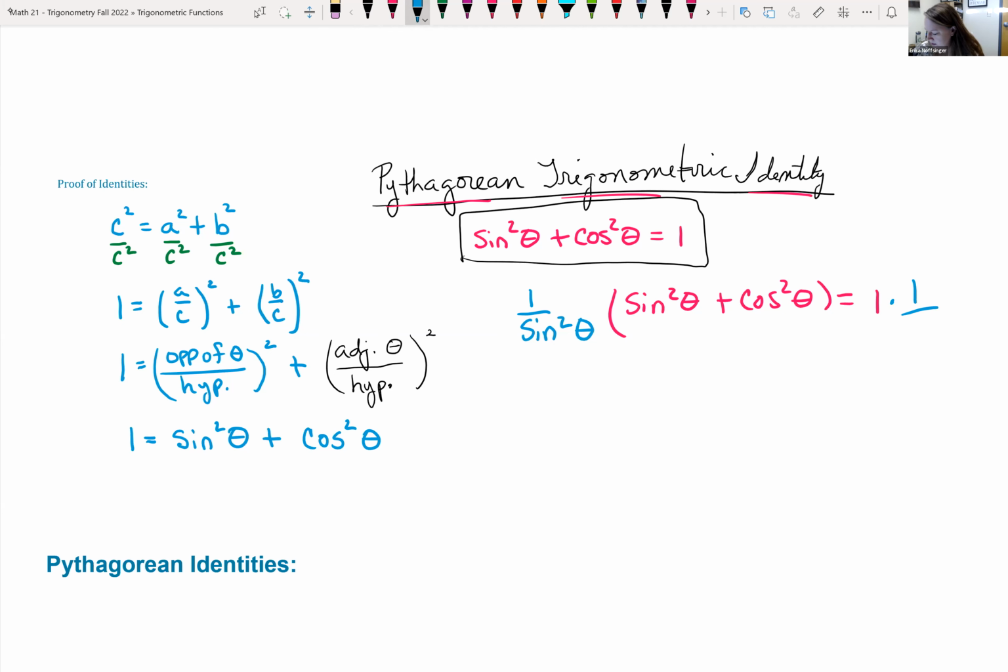It's an equation, so we can do this. If we distribute 1 over sine squared theta times sine squared theta, that just leaves us with 1. If we distribute 1 over sine squared theta to cosine squared theta, this is plus cosine squared theta all over sine squared theta, is equal to, well, 1 times 1 over sine squared theta is just 1 over sine squared theta.